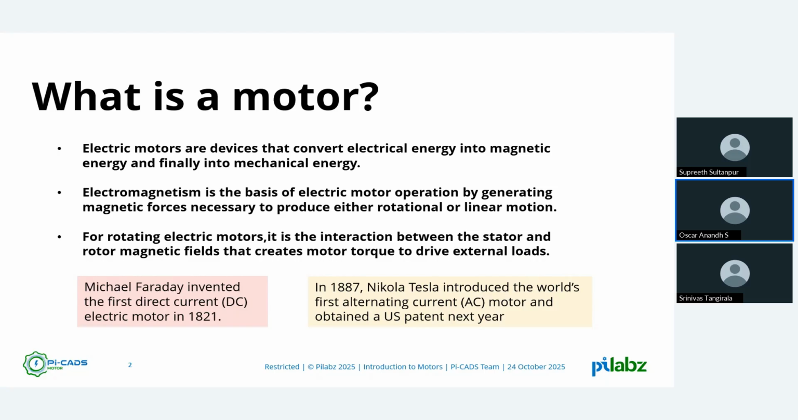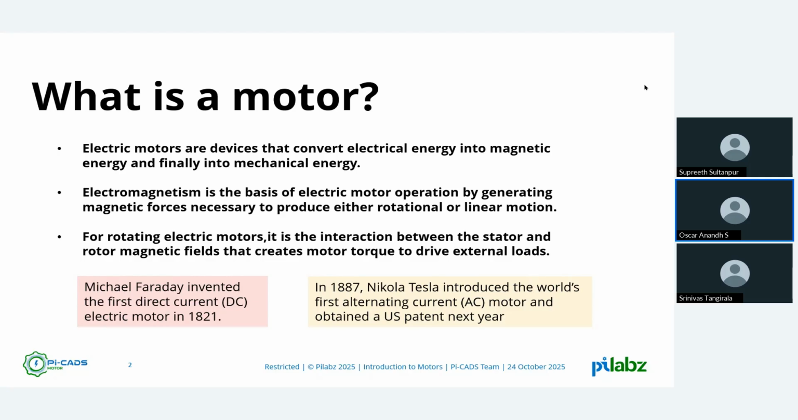It's all about magnetism, a fundamental principle discovered by Michael Faraday. When current flows through a conductor inside a magnetic field, it experiences a force. In a motor, there are two main parts, the stator and the rotor, where the stator stays still and the rotor rotates. The stator creates a magnetic field and the rotor reacts to it. That's the basic outline of how a motor works.